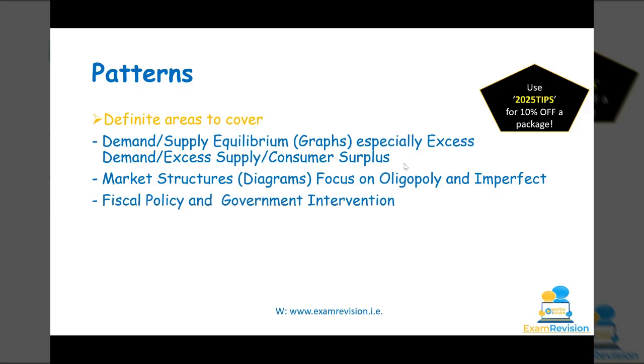Fiscal policy and government intervention comes up every year. What's topical, so keep an eye on those. Anything the government's introduced this year, you're looking at regulations, minimum wage, the living wage, etc. Cost of production, very common. Your economies of scale, diseconomies of scale, your different diagrams and the cost of production, your fixed cost, variable cost, marginal cost, average cost. Make sure you're able to draw all those, and explain the relationships between them.